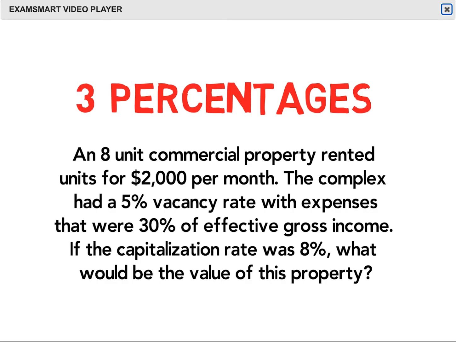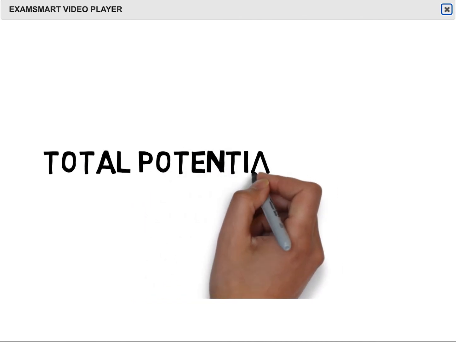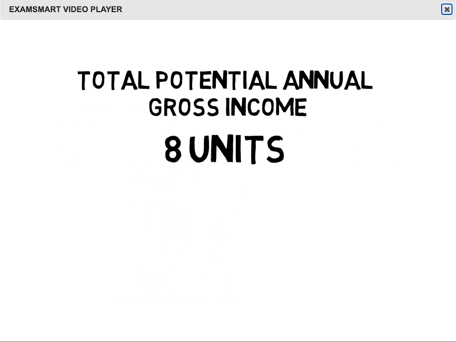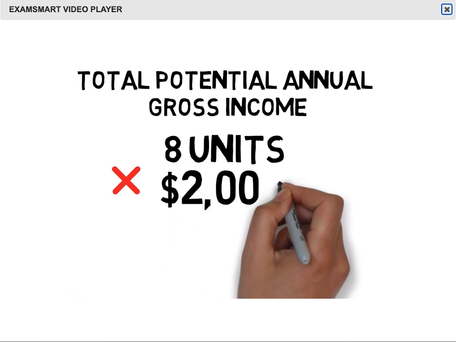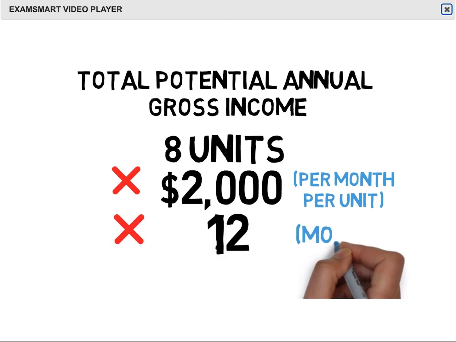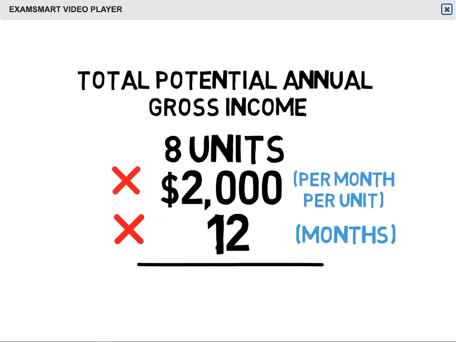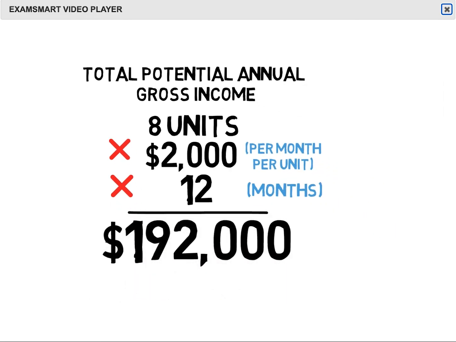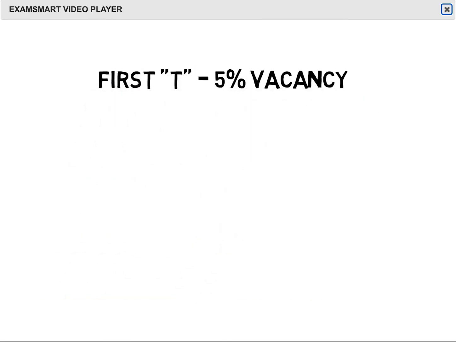Let's first start off with the total potential annual gross income of this commercial property. So we will take 8 units times $2,000 per month per unit times 12 months, because we need to bring this to an annual gross income figure, which will give us $192,000. Let's then go to our first T.